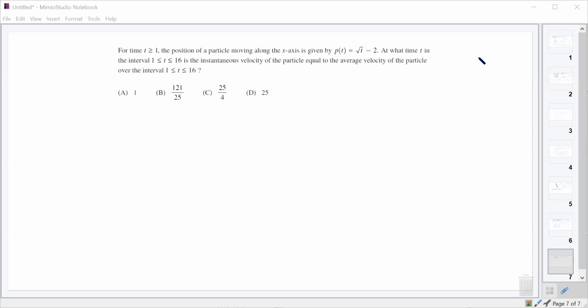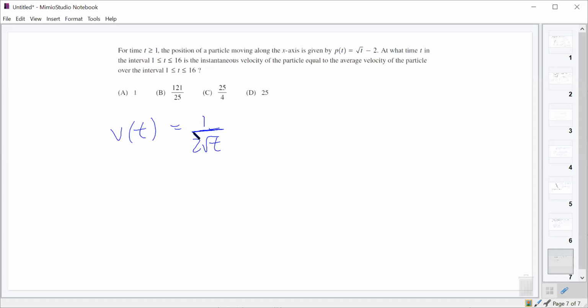So for number 13 here, we've got t greater than or equal to 1. We're given a position function. We want to know at what time t between 1 and 16 the instantaneous velocity is equal to the average velocity. The instantaneous velocity of the particle is just v of t. V of t is 1 over 2 root t minus 0. So just 1 over 2 root t.